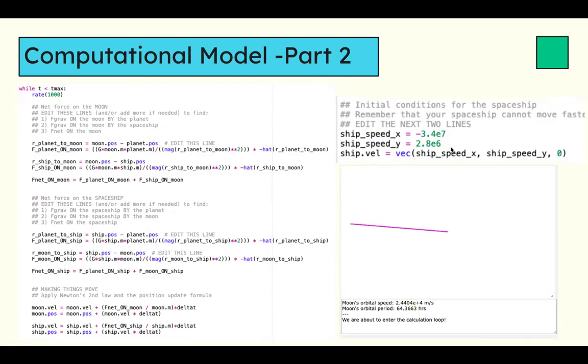Now for this, we had to find an initial velocity that worked. This is where we set the initial conditions. It was more of a trial and error. We had to try different conditions. Unfortunately, I was not able to find one, as you see the line here, that orbited around both the planet and the moon without crashing.